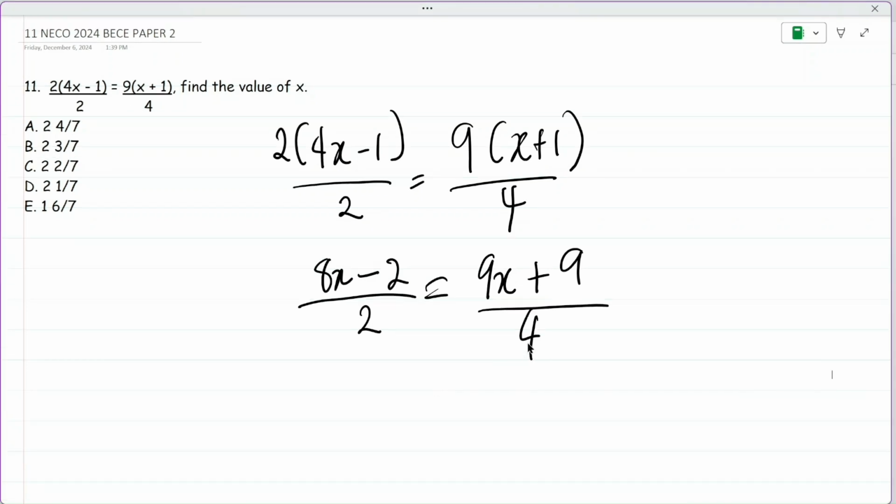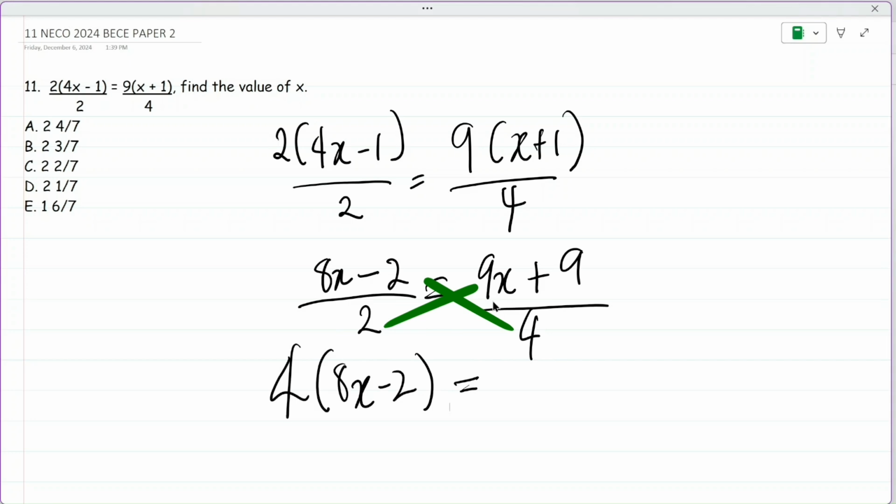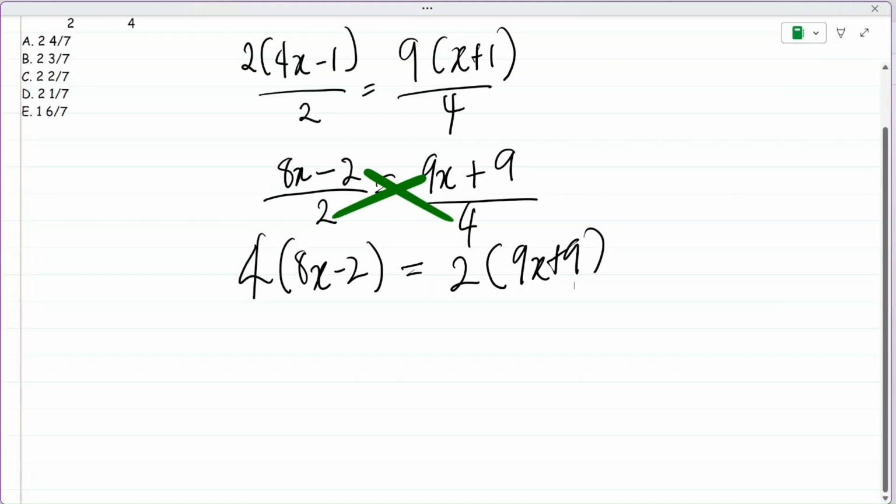We can go with this first. That's 4 times 8x minus 2. You have to be careful here. 4 into open bracket 8x minus 2 close bracket. You have to put it in the bracket because the 4 affects both the 8x and the minus 2. Equals, on the other side, you have 2 times open bracket 9x plus 9. Note, the 2 also affects the 9x and the 9. Next you're going to multiply the 4 times the 8x and also the 4 times the minus 2, because the 4 outside affects everything in the bracket.